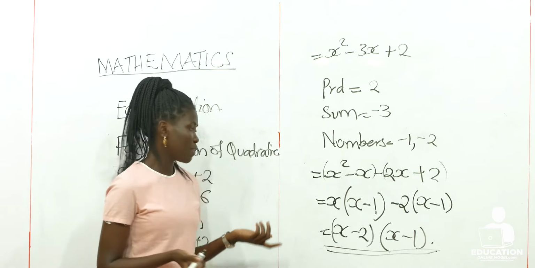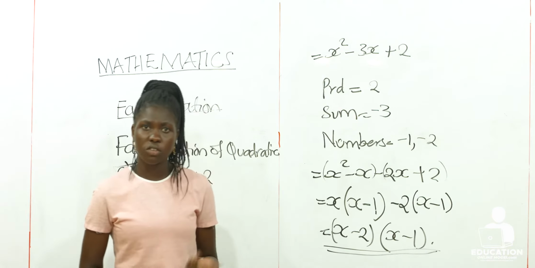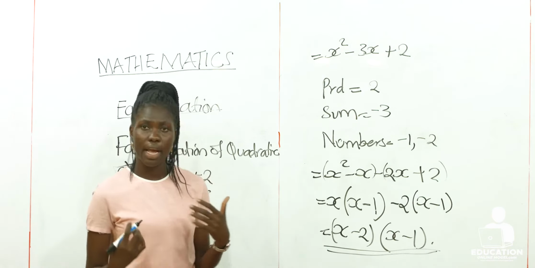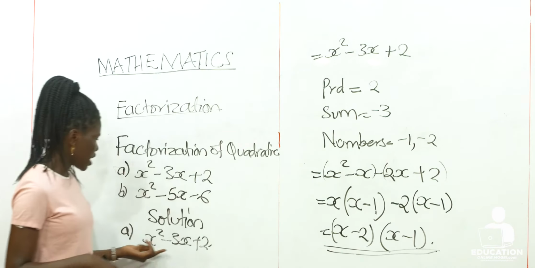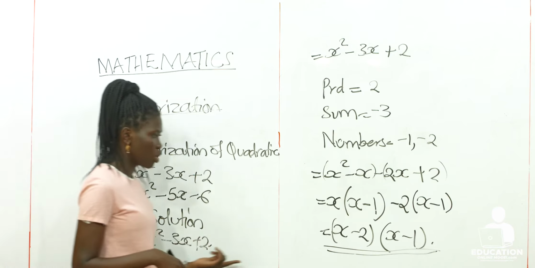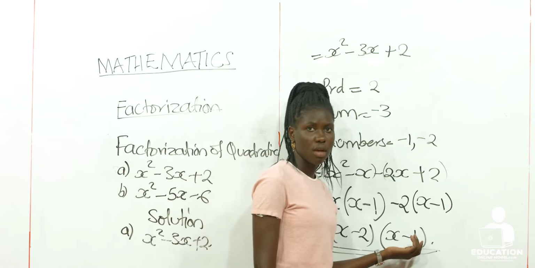Just as we said, factorization is simply breaking up expressions into 2 separate factors. And in this case, we've got our 2 factors for this given expression, x squared minus 3x plus 2. Their 2 factors are x minus 2 and x minus 1.